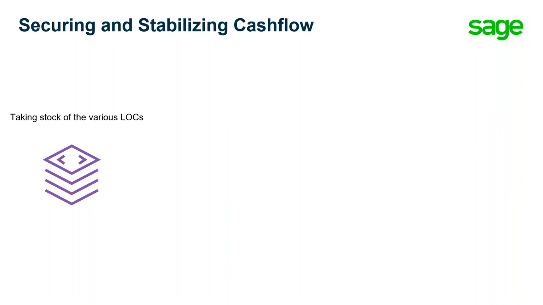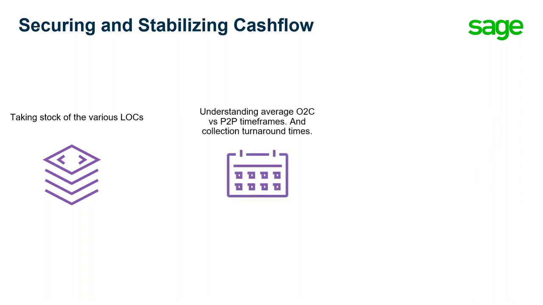What's important is how we factor in all these lines of credit in our overall cash flow strategy, and how we power the insights to make decisions on certain lines of credit options to optimize our cash flow. And of course, it's also a good time for lots of businesses to understand the average order to cash versus the procure to pay timeframes. How do you optimize both processes in order to have some breathing space in terms of your cash flow?